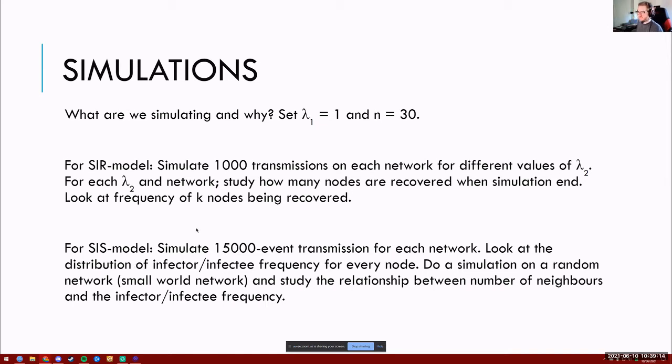So we look at the distribution of the infector and infectee frequency for every node. We also do a simulation on a small world network, which is a fourth network I haven't shown you yet. We're gonna see why. And we study the relationship between the number of neighbors and the infector and infectee frequency.